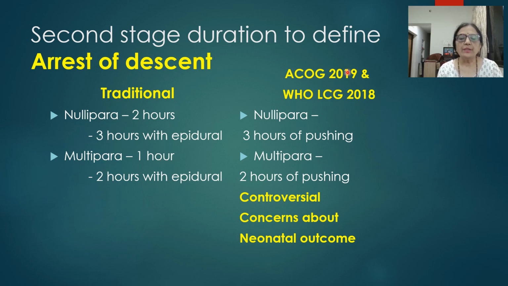But ACOG 2019 as well as WHO Labor Care Guide 2018 are giving us different recommendations. Nulliparous, at least 3 hours of pushing, that is active second stage. They are dividing second stage into passive and active. Passive is when there is full dilatation but there are no bearing down efforts. Active is when the patient is having voluntary and involuntary contractions of abdominal muscles with bearing down efforts or pushing. So when she is pushing for at least 3 hours in a nulliparous patient, only then you consider that there is a prolonged second stage, and in multiparous, 2 hours of pushing.